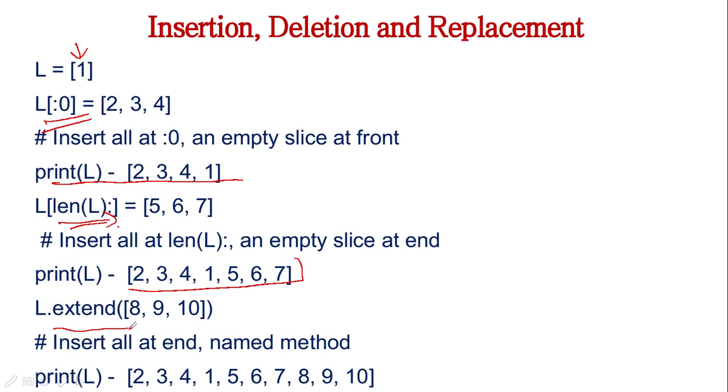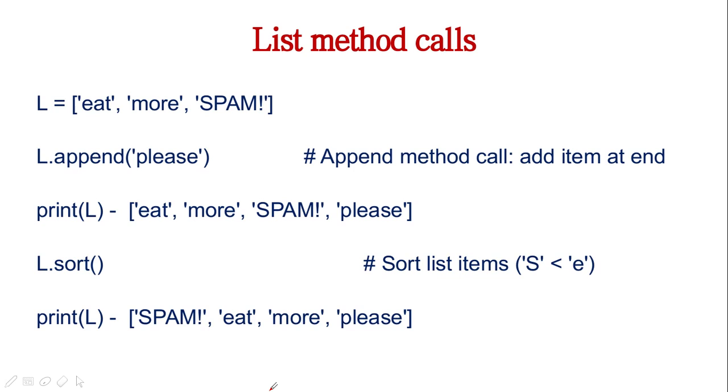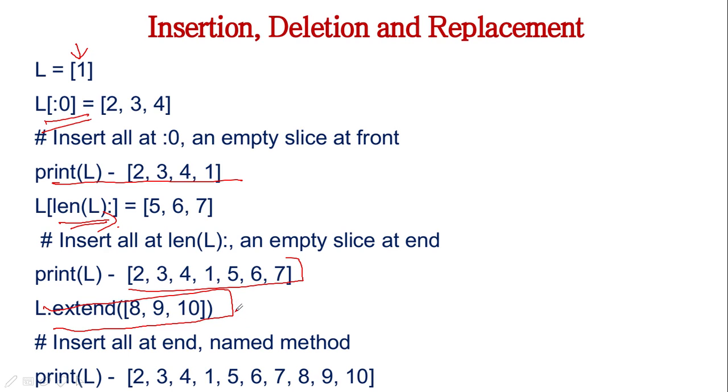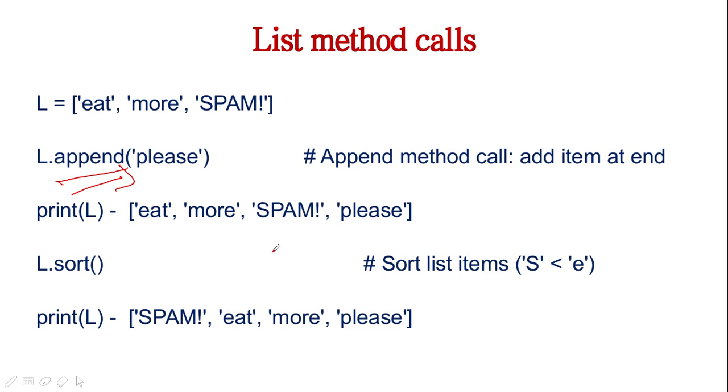And also you can use the extend function. The extend function is also present in Python to add at the end. You can use that also. And append we have already seen, to add one element at the end. Extend is for adding a list to the end. That is the difference between append and extend.